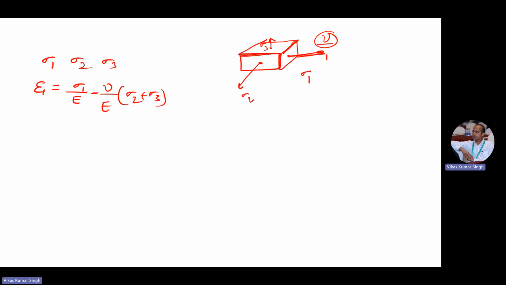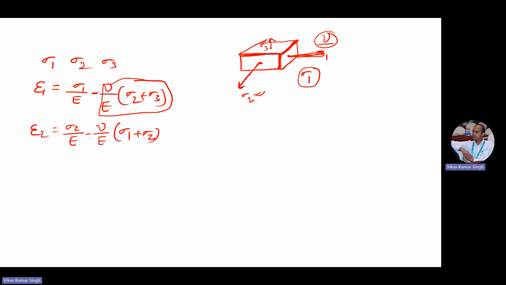So if you are applying sigma 1 in this direction, this sigma 1 will induce a stress in this direction also and in this direction also. The same applies to this one also. If you are applying a stress in this direction, this length will change, meaning it will deform, and this one will also be affected. So the effect of sigma 1 and sigma 3 will come. So when you write epsilon 2, this will be sigma 2 by E minus nu by E times (sigma 1 plus sigma 3).